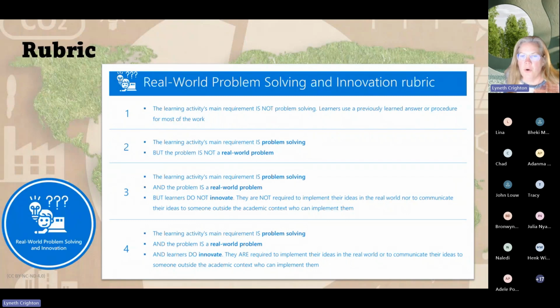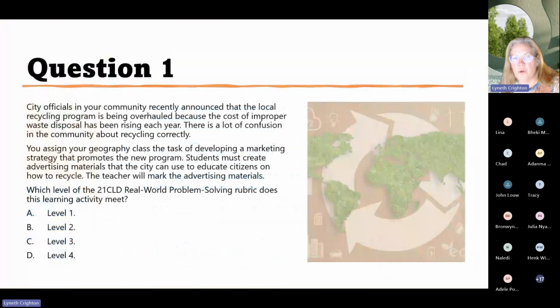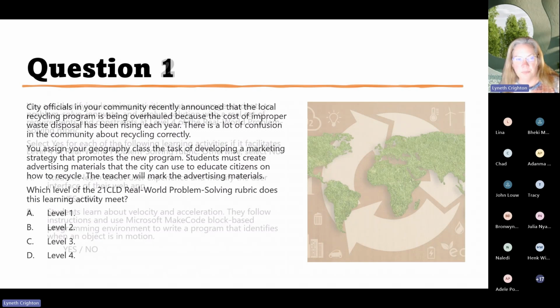3 because they don't have to implement their ideas in the real world or give their ideas to somebody outside the academic context who could implement them. And in that question, they talk about only the teacher will mark it. So if they were handing them in and it was a school-based competition that the headmaster was judging, or it was going to city council, that would change it to the next level.